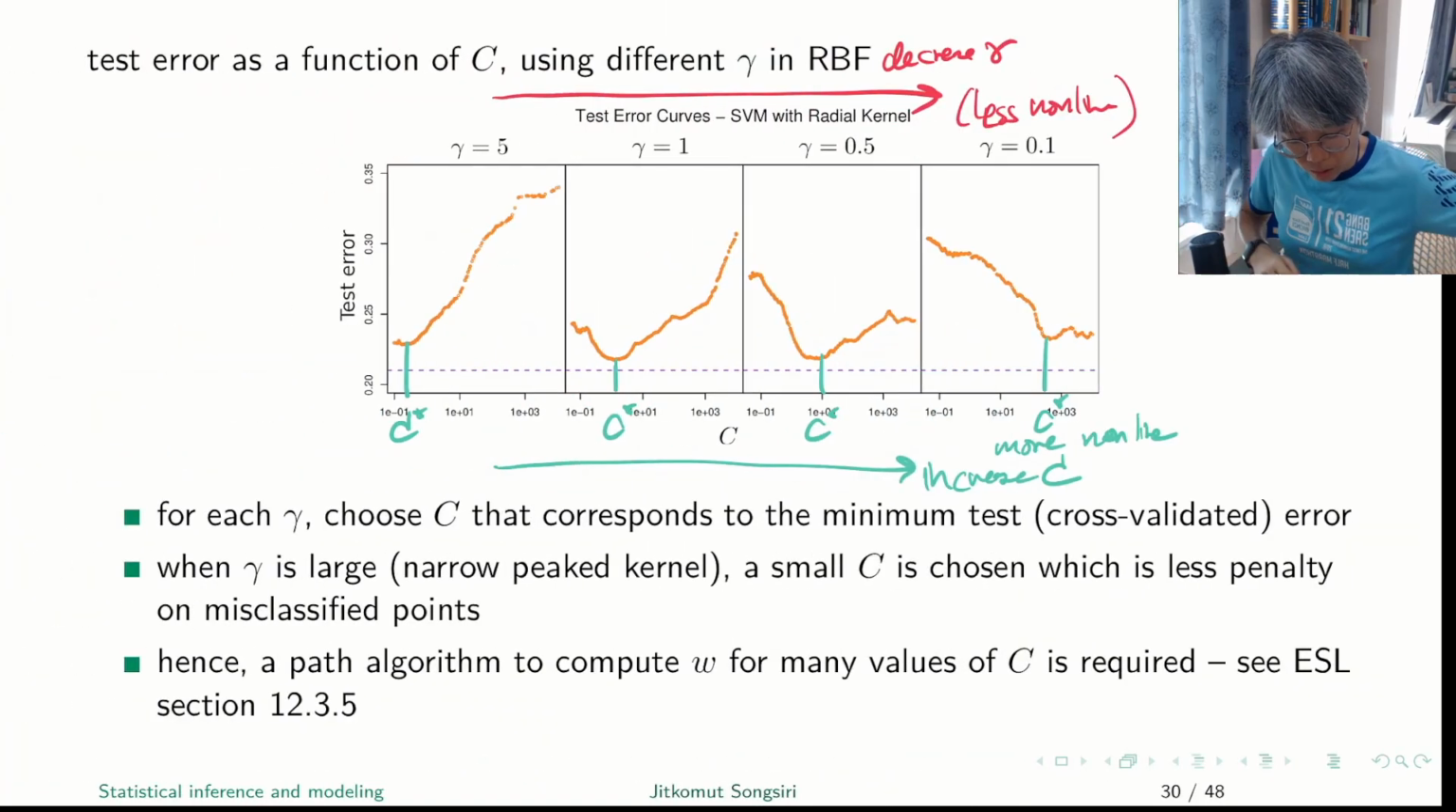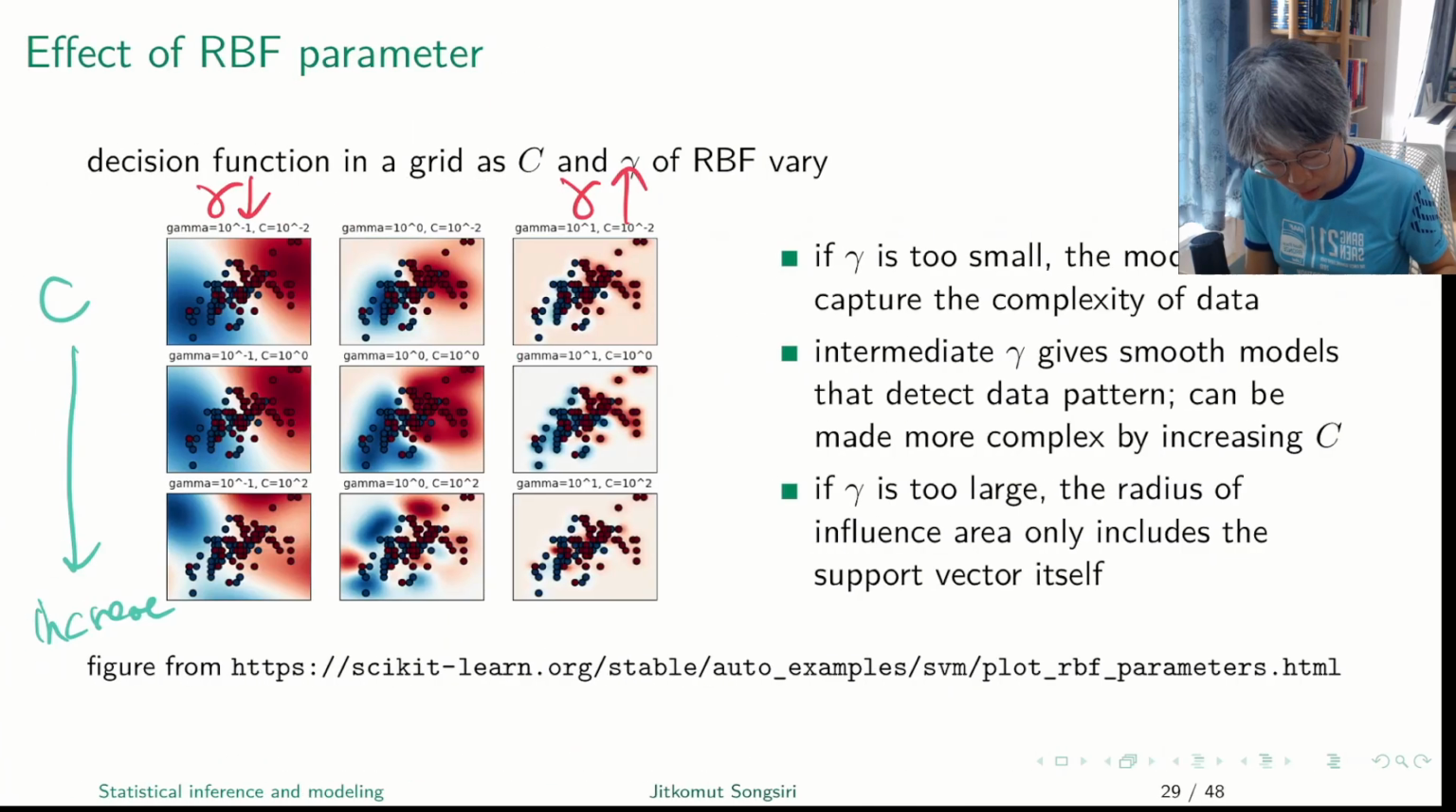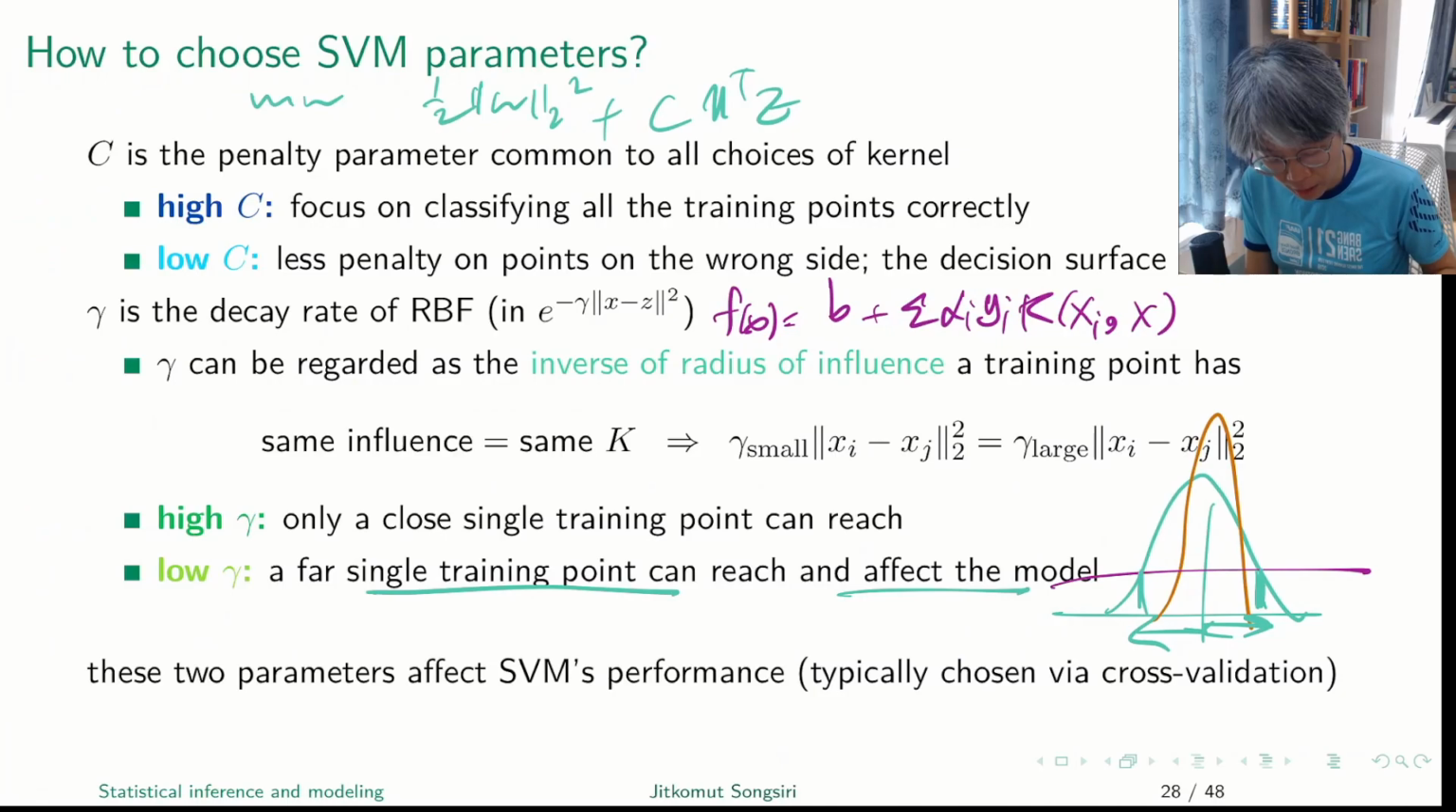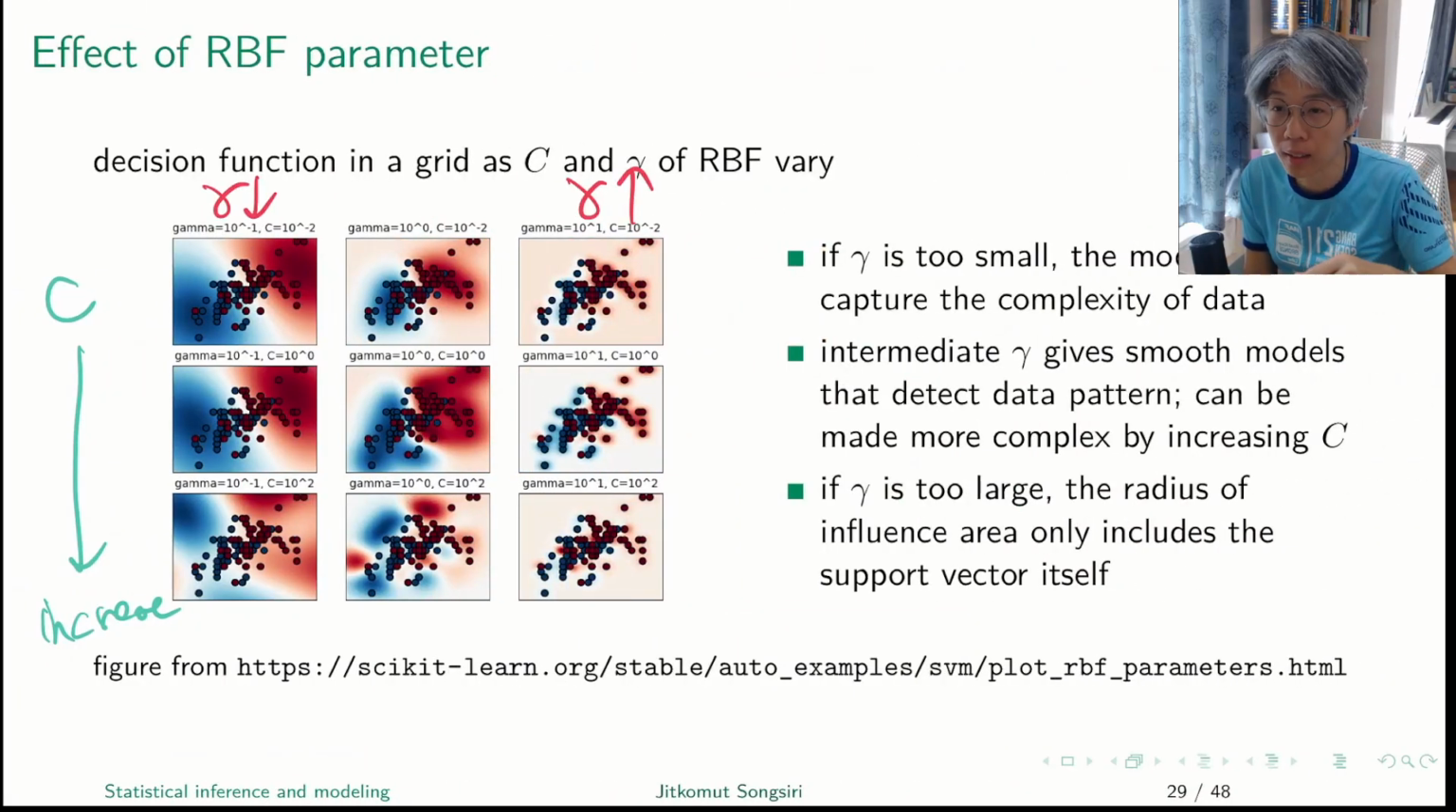So here's the conclusion. In this video clip, the message you should get from the lecture is the effect, the property of two important parameters of SVM: the penalty parameter C and the decay rate of the Gaussian or RBF kernel function.